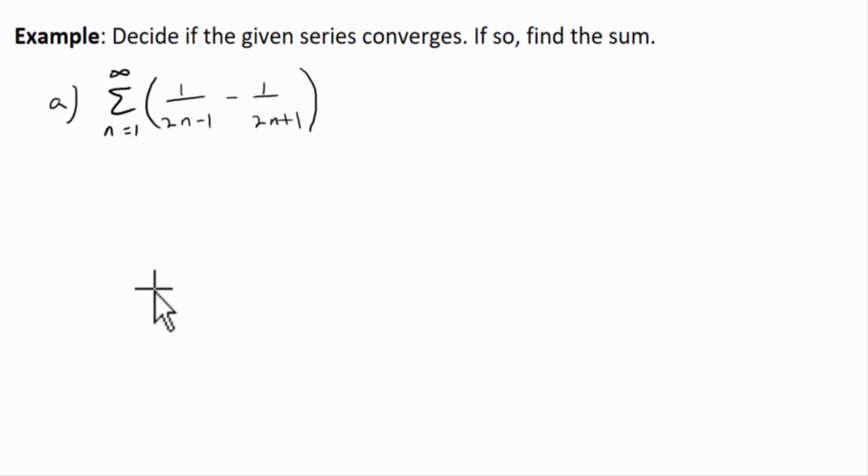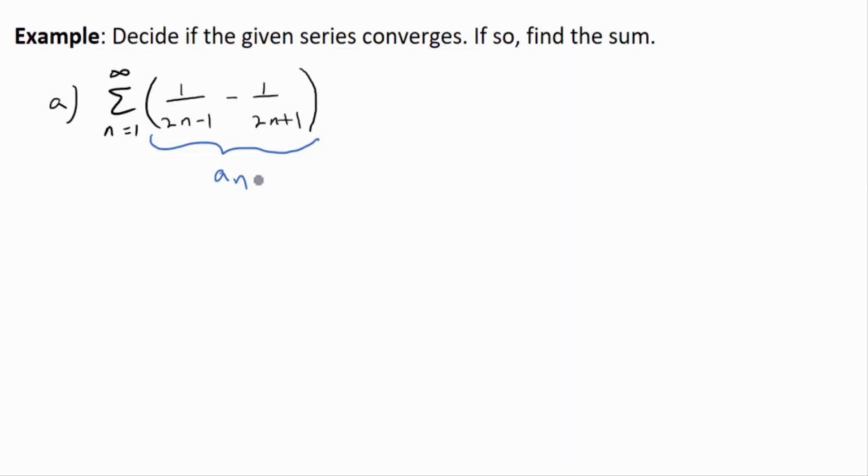If you were to write out several terms, what would they look like? So this is your formula for the nth term of your sequence: 1 over 2n minus 1 minus 1 over 2n plus 1. You use it to find any particular term in your sequence.